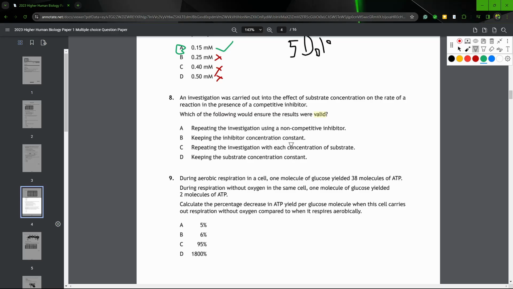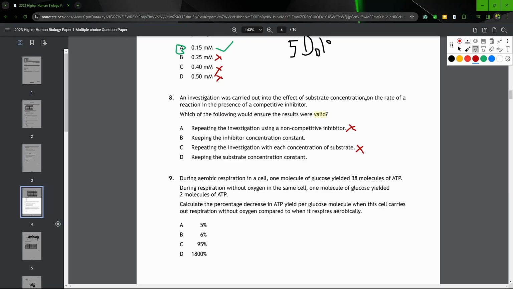Okay. So whenever someone's repeating and validity, those two don't usually go together, because repeating is more about reliability, showing that you can repeat the experiment and it's going to do the same thing over and over, which is reliability, not validity. So how about we get rid of those two to start out with? So we're left with B and D. It's either keeping the inhibitor concentration constant or keeping the substrate concentration constant.